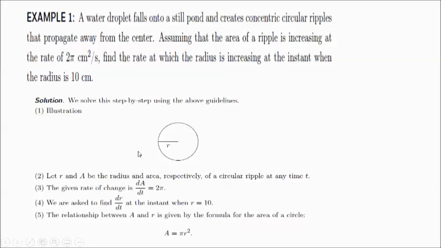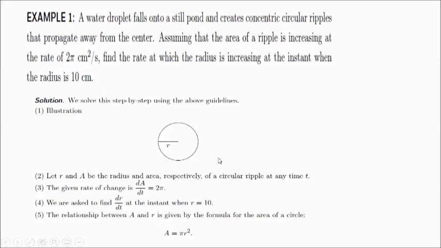So in this case, let's identify the variables. We have the radius r, and then the area. We need the area, di ba? We are talking about the area of a circle and the radius. And then we need the variable t for representation of time.